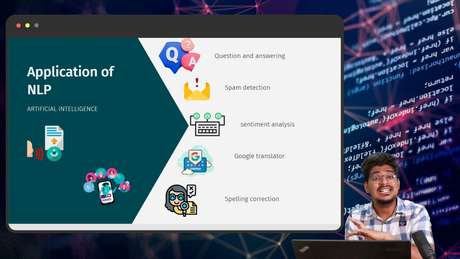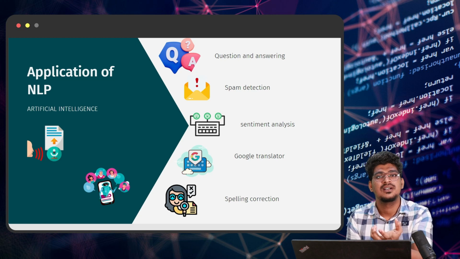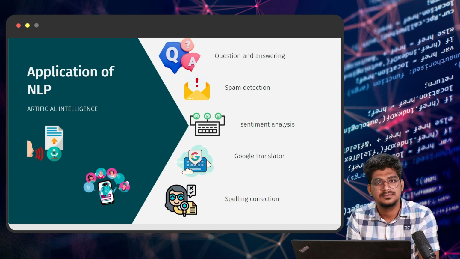Okay, so this is the sentiment analysis based on the content. How can it be possible? It can be possible with the help of human language understanding. Right?